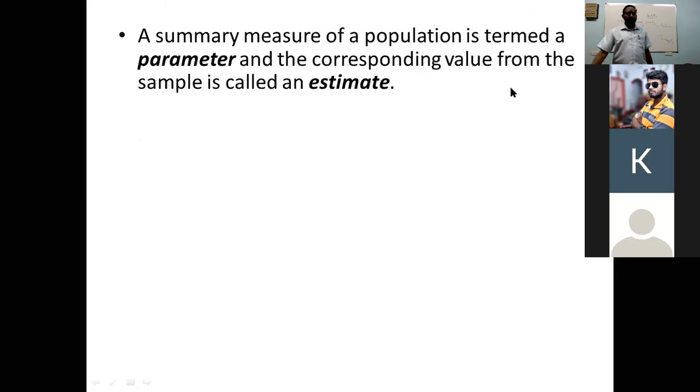The summary measures of a population are termed parameters, and the corresponding value from the sample is called an estimate. So what I said is the corresponding measures that you are taking.